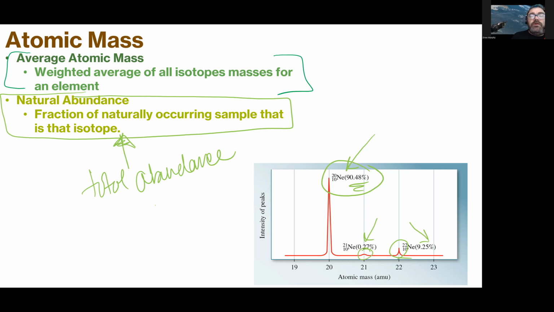The total abundance, it's 100% of the sample. Or if you're coming at it from a fraction, this is 1.00, or an exact one. Okay, and we'll need to know that information as we do some stuff. All right, let's do some stuff.